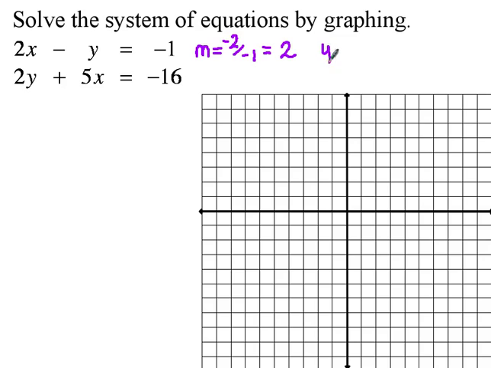My y-intercept is defined as being what over what? C over b. So C is what? -1. B is -1. So my y-intercept is 1. So the first line, I've got a y-intercept of 1, and I've got a slope of 2. What does the slope of 2 mean? Up 2 over 1. Up 2 over 1. So now all I'm going to do is go ahead and draw my line in then.